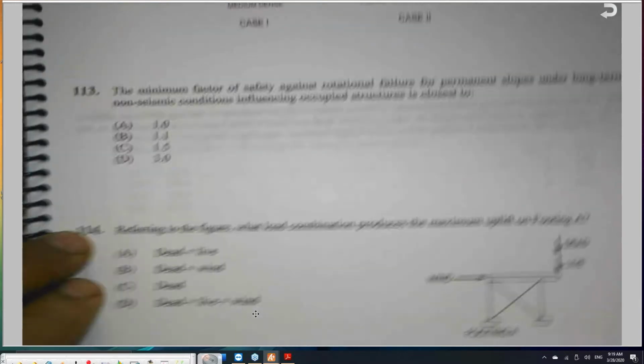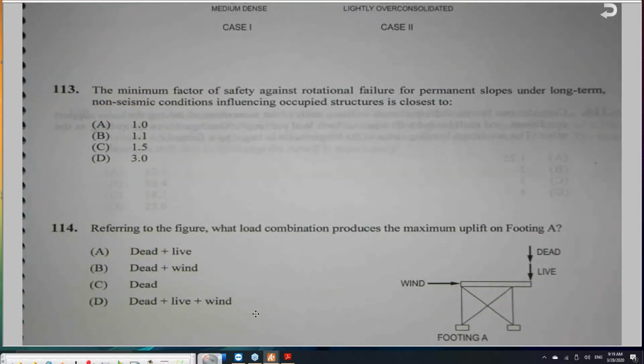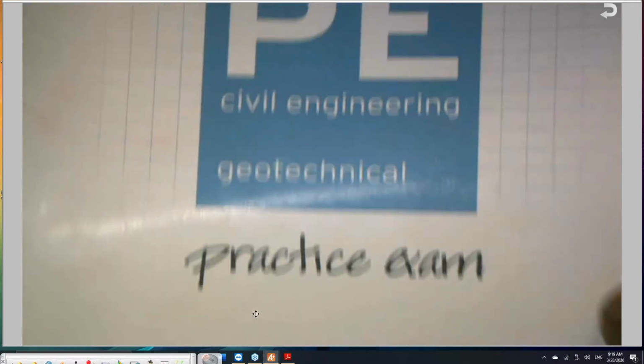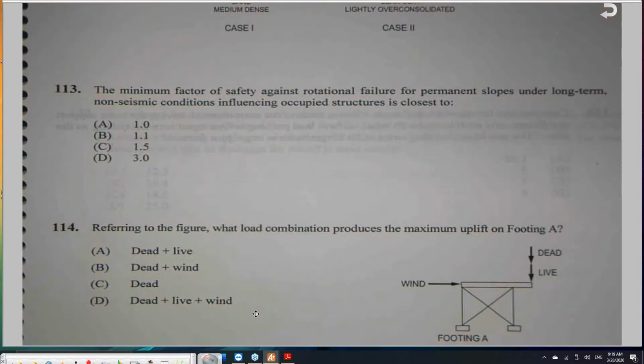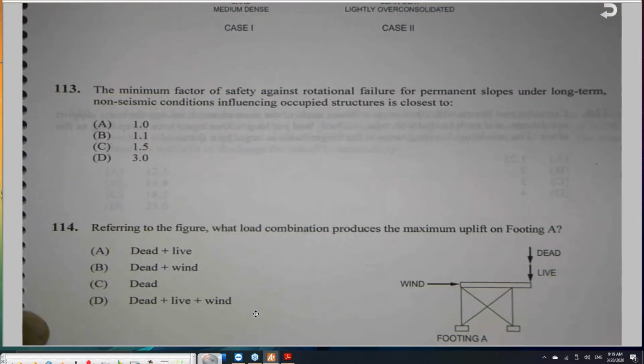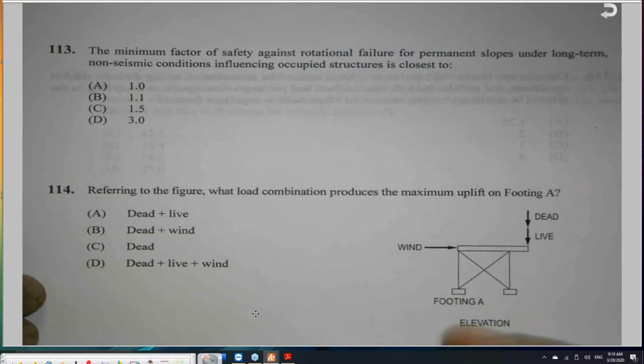This is from the blue book. I don't know if they are going to come up with a new series of the practice exam books this coming July. I believe I asked them and they said they are probably working on something. But for the time being, let us stick with what we have right now.